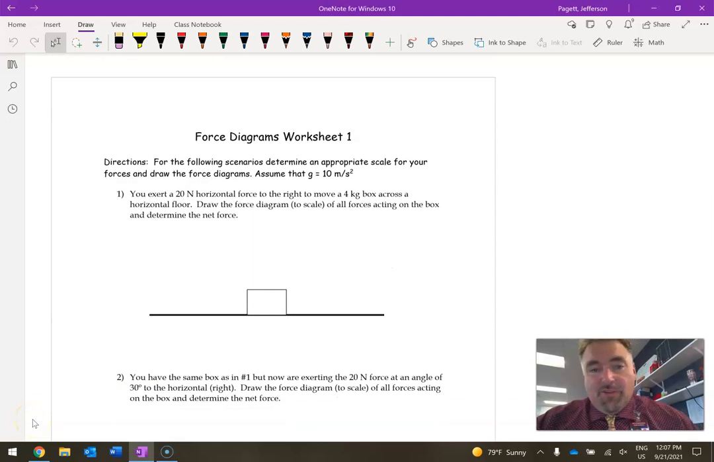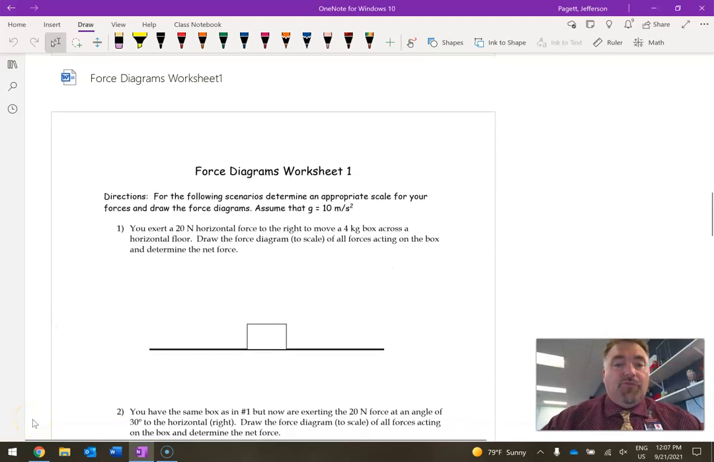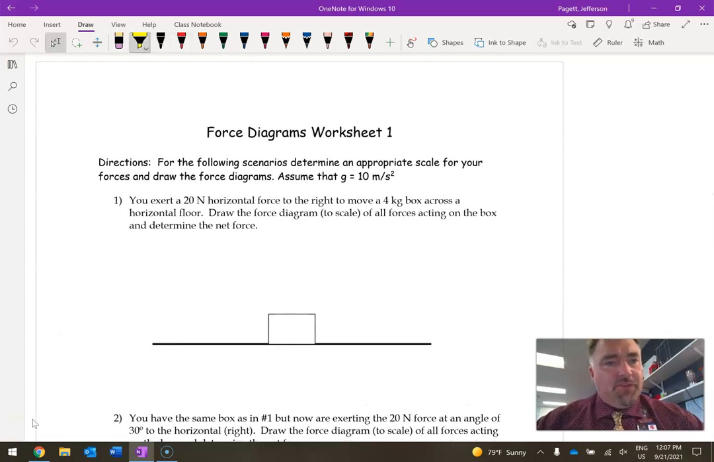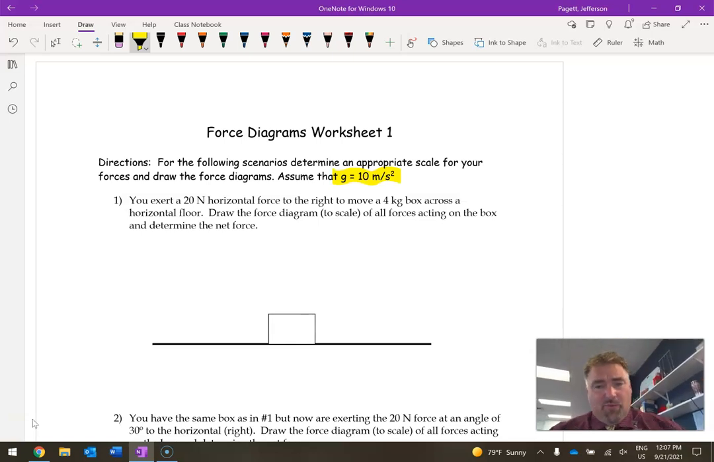Okay, in this video, we're going to be looking at how to do the Force Diagrams Worksheet 1. I'm going to make the assumption, just to make the math easier, that the acceleration of gravity equals 10 meters per second squared instead of 9.81. Normally, we'll live in 9.81. When you get to AP, you can automatically go to 10, which would be nice and easy. But for today, we're just going to go with 10 to make the math easier.